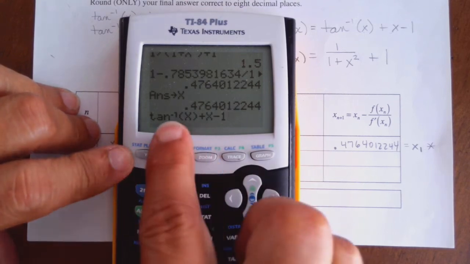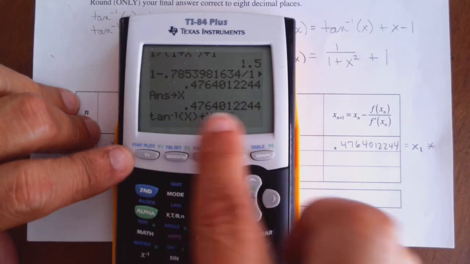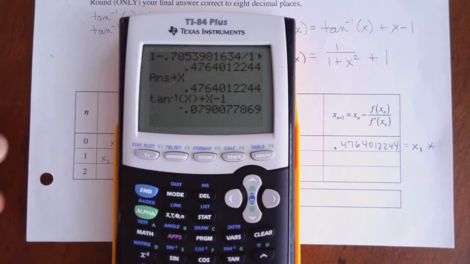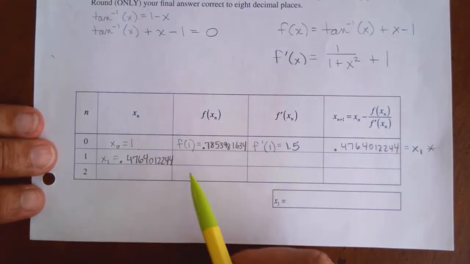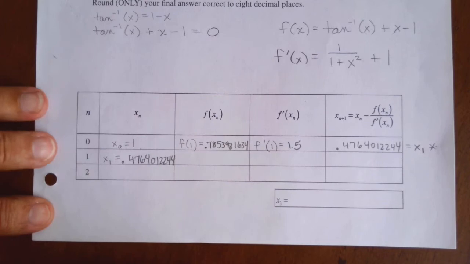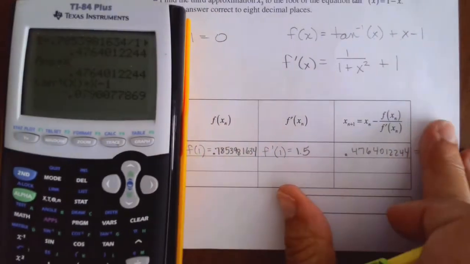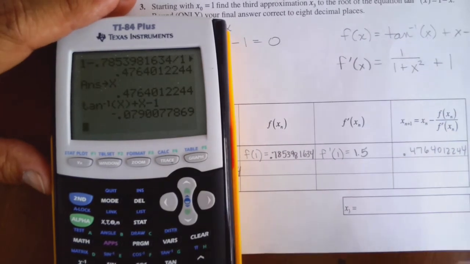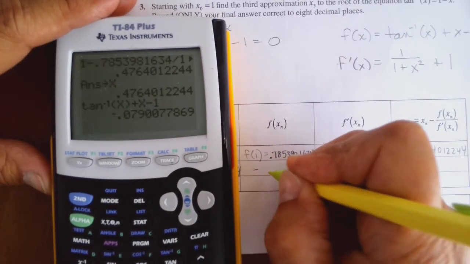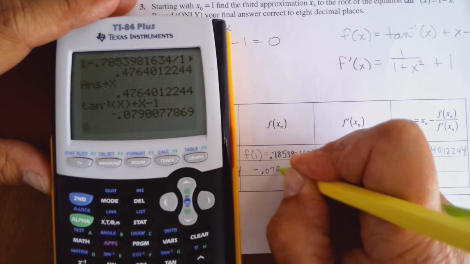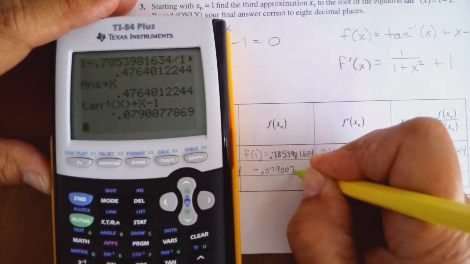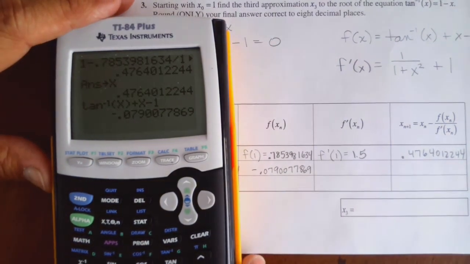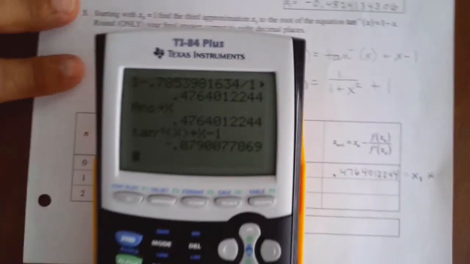So now I'm going to find the function value using this as my x. I'm going to hit enter. Okay, so now that is the first function value using this. I'm going to put it up here and write it down. All right, so I got negative 0.07900778869.